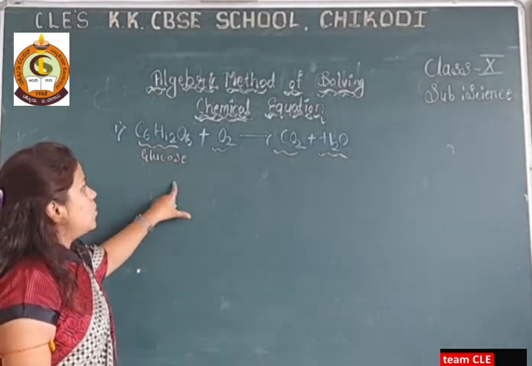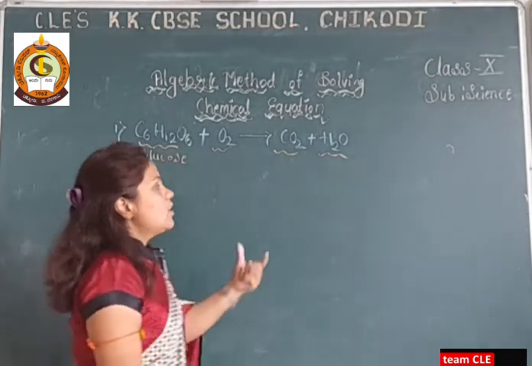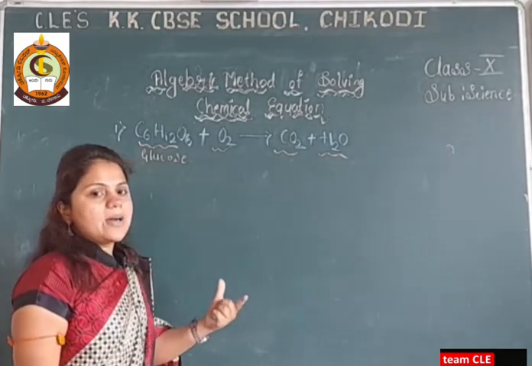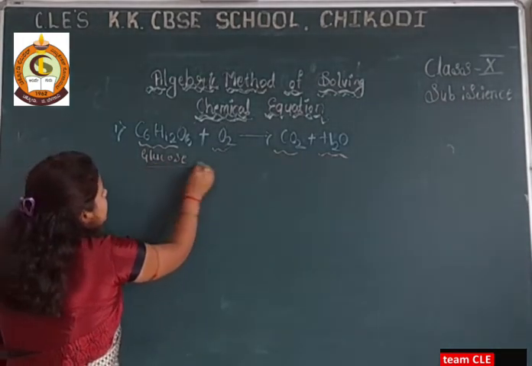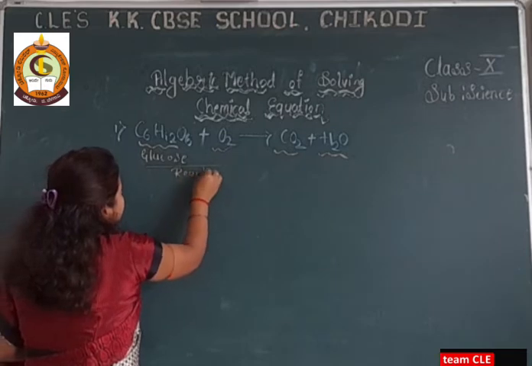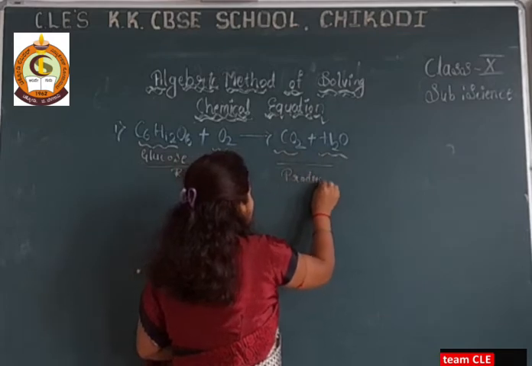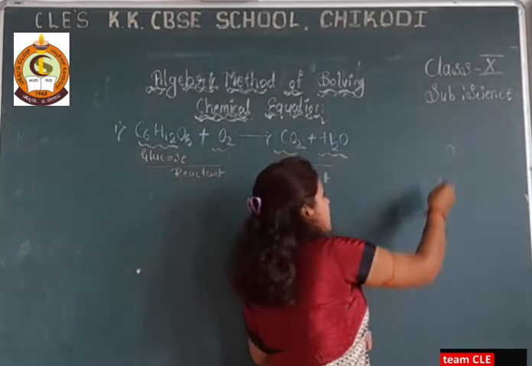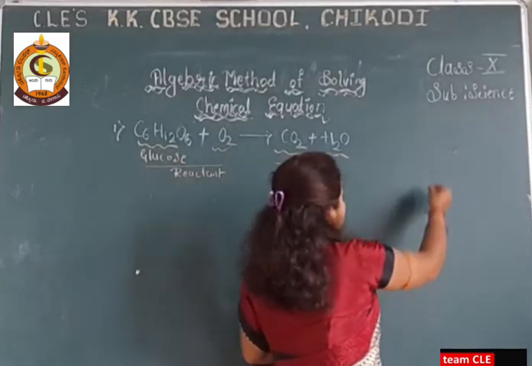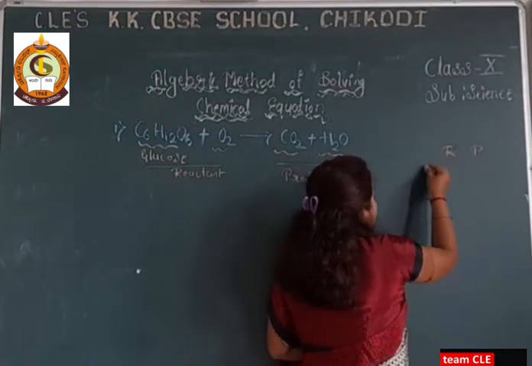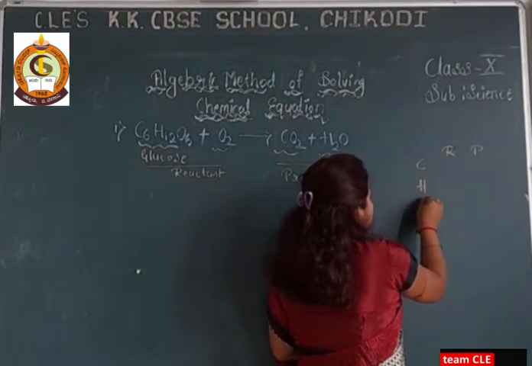Dear students, when you are balancing the equation, what is our first step? The first step is to check whether all the elements are balanced or imbalanced. Here this is our reactant and here it is our product. Now let's check whether our elements are unbalanced or not. How many elements are present here? Totally 3: carbon, hydrogen and oxygen.